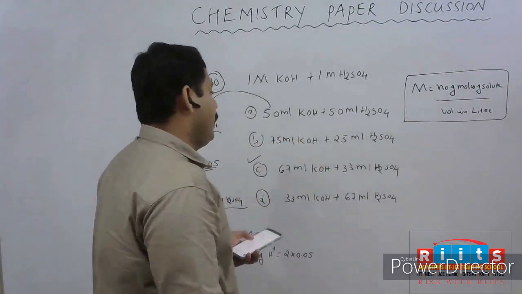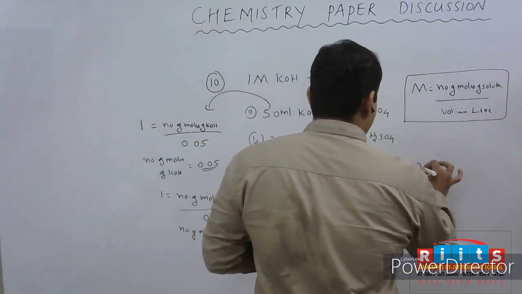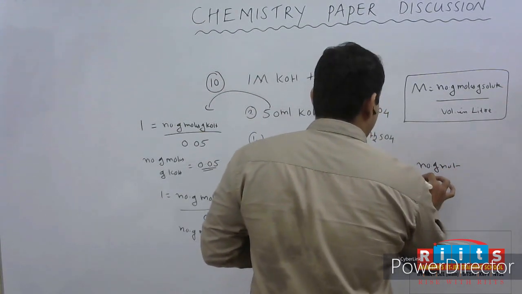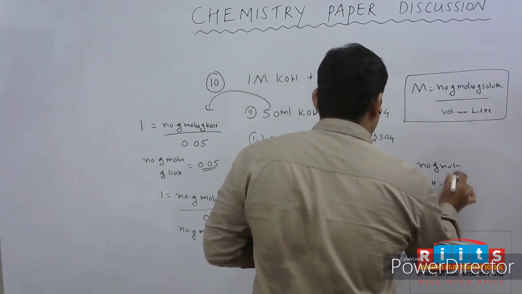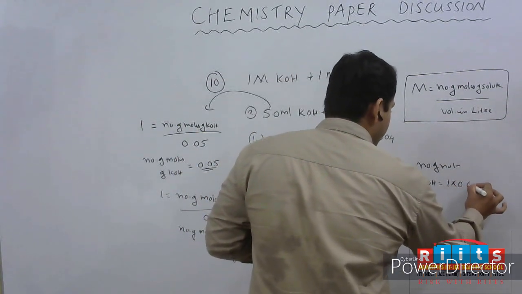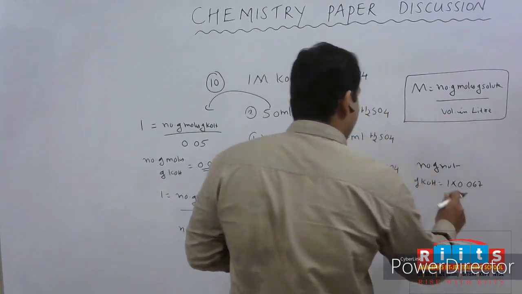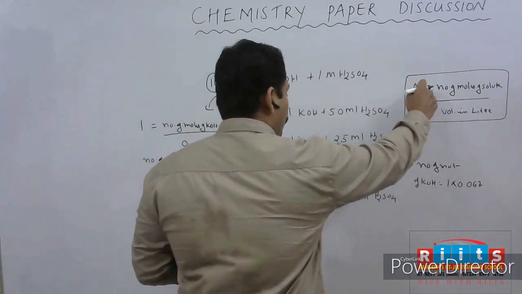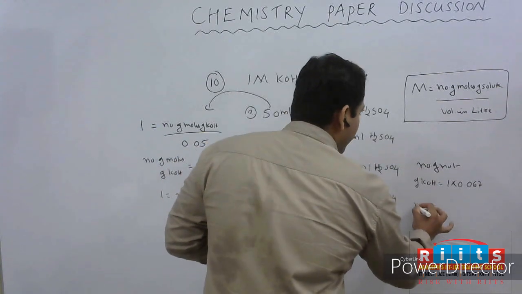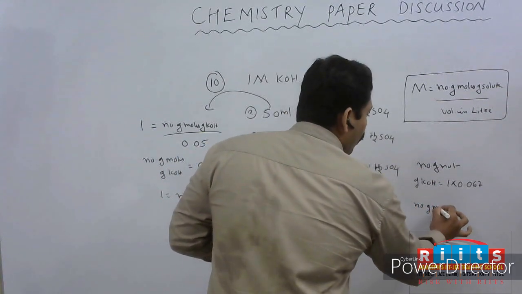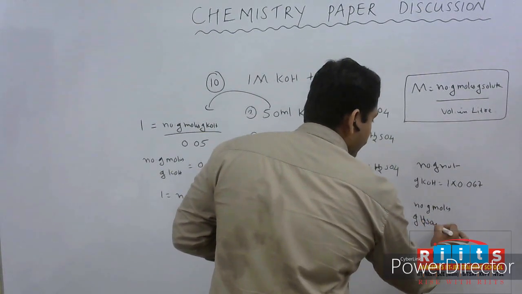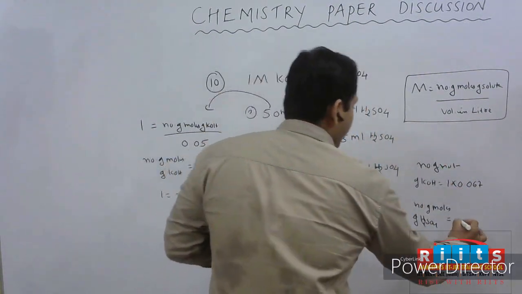I will prove that. So what is the value? The number of moles of KOH will be equal to molarity 1 into 0.067. That is the number of moles of KOH, right? This equation we can apply. And what about the 33 ml of H2SO4? The number of moles of H2SO4 is equal to, the same way, molarity 1.